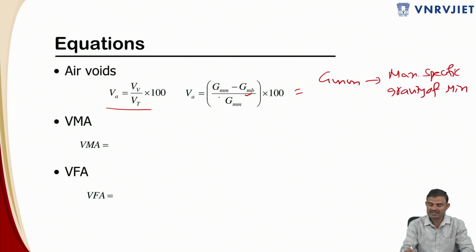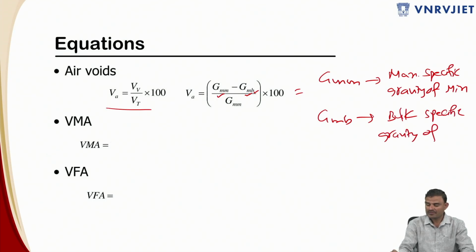Here the first M stands for mix, and B stands for bulk. If it is bulk, this is the bulk specific gravity of the mix. That is the difference between GMB and GMM. So I'm repeating this: GMM is the theoretical specific gravity of the mix, which is the maximum value, and GMB is the bulk specific gravity of the mix.